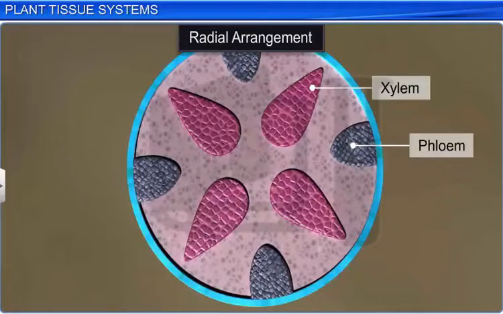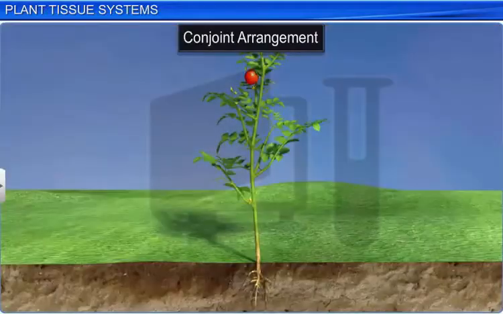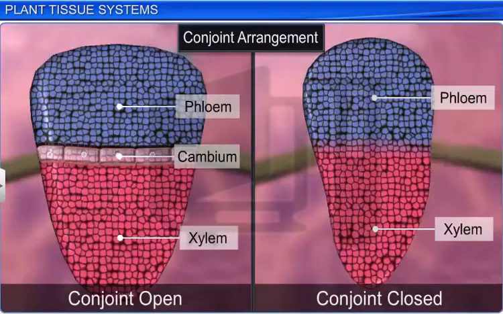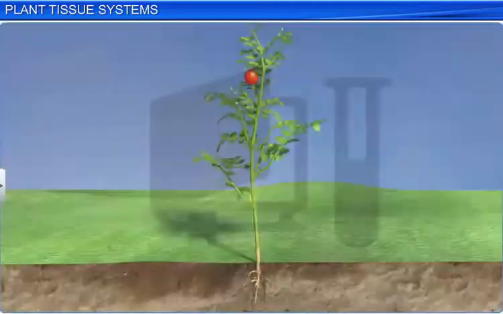In the conjoined arrangement found in stem and leaves, the xylem and phloem are situated at the same radius of the vascular bundles. The conjoined vascular bundles usually have the phloem located only on the outer side of the xylem. In the conjoined open arrangement, the cambium is present between the xylem and phloem, while in the conjoined closed arrangement, the cambium is absent. The plant body has an intricate arrangement of various tissue systems that aid its growth and development.